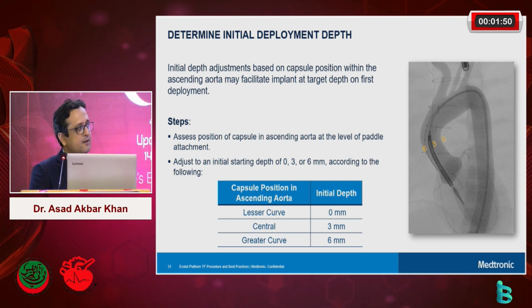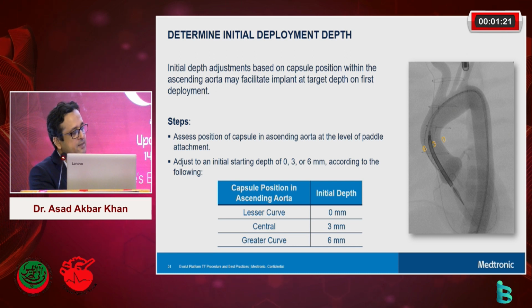You might think most of the operators just look at this angle and say, oh, we'll have a high deployment. But most of the time, it's these 3 curvatures which determine how well your valve is going to get deployed. Depending on how your valve is lying, we call them the 0, 3, 6 positions. So if your valve is coming in a way that it's hugging the outer curvature, or the greater curvature, then you need to start deploying deep. So you start pretty deep.